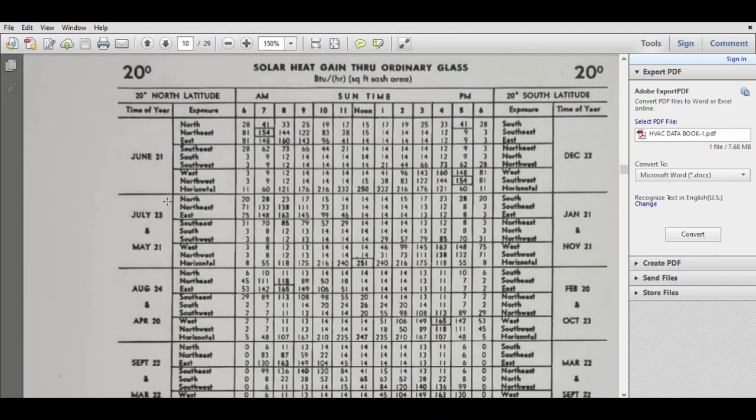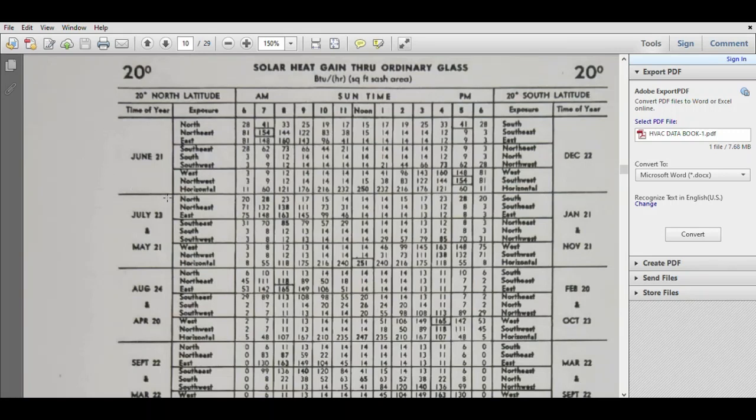In this sheet, we have to consider the maximum temperature in the months July and May. Okay. So our window is exposed to sun in the north direction. So in the north direction, we have to take the highest value. See, north, the highest value is 28. So I will take solar gain to ordinary glass as 28.